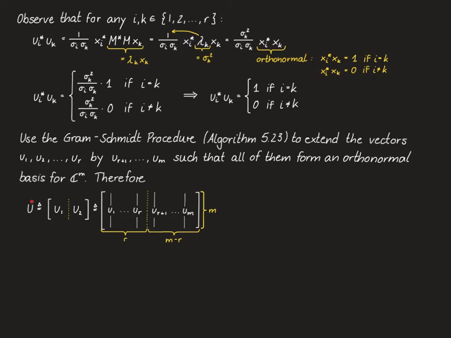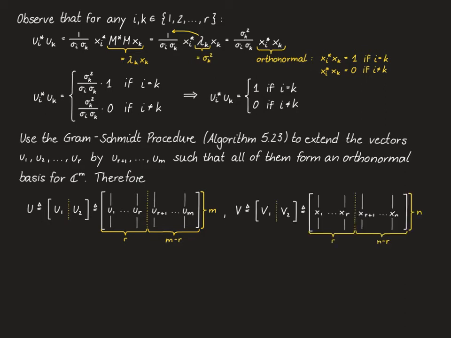Therefore, the matrix U, which we define as the matrix that contains the vectors u1 through um as column vectors, is a unitary matrix. And similarly, the matrix V, which we define as the matrix that contains the vectors x1 through xn as column vectors, is also a unitary matrix because, as we recall from the very beginning, the eigenvectors xi form an orthonormal set.